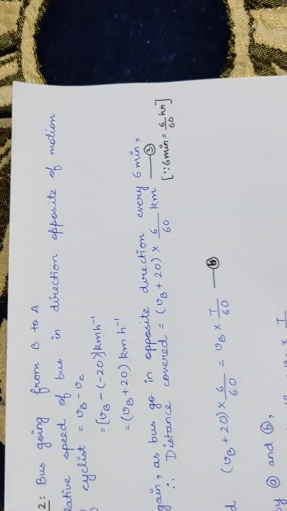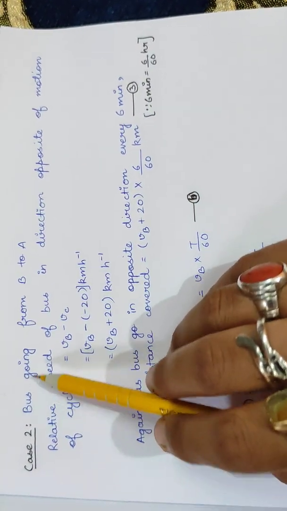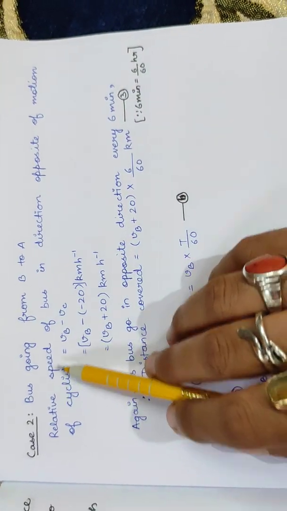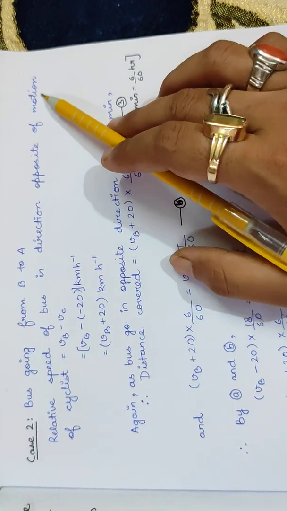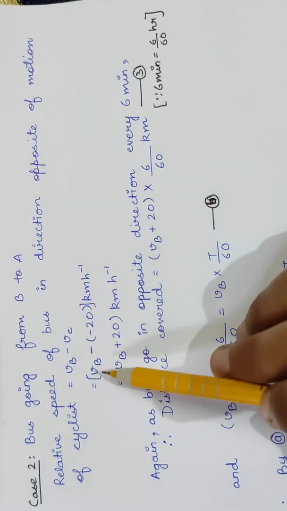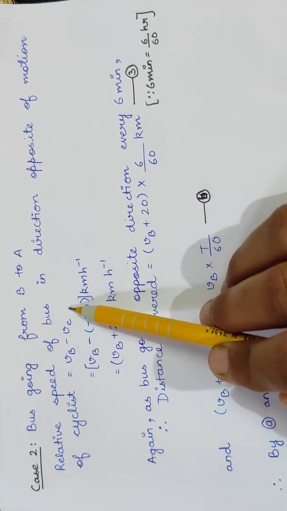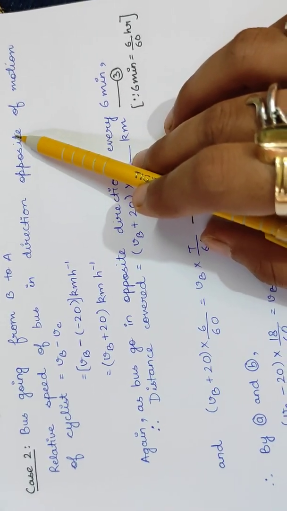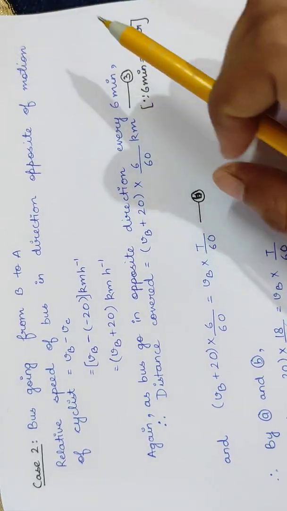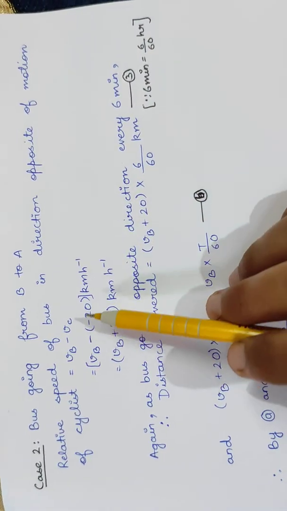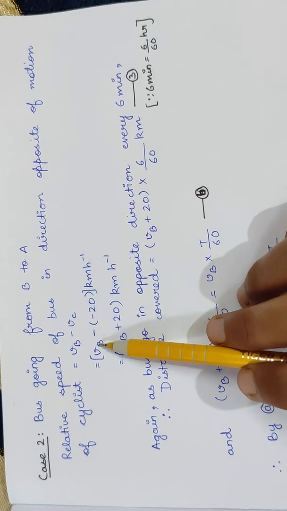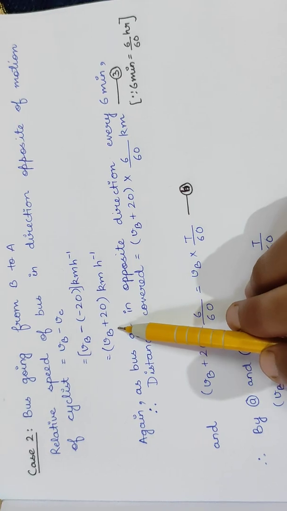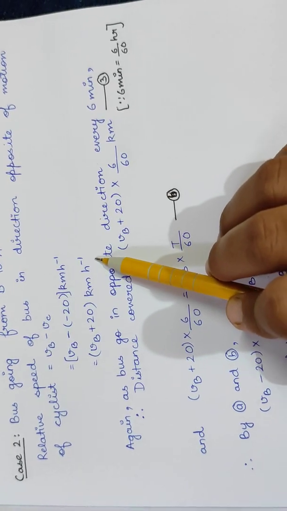Now we will consider the second case. In this case, the bus is going from town B to A. So what will be the relative velocity of this bus in the direction opposite to the motion of the cyclist? When we talk about two bodies moving in opposite directions, the relative velocity will be Vb plus Vc. And we'll put the value of Vc here. We'll get Vb plus 20 km per hour.